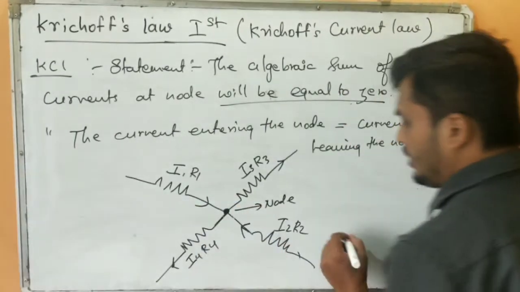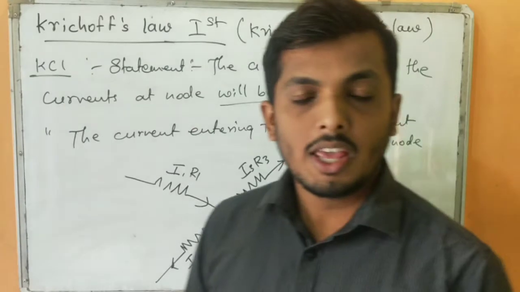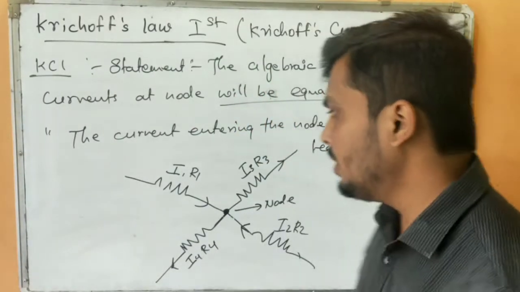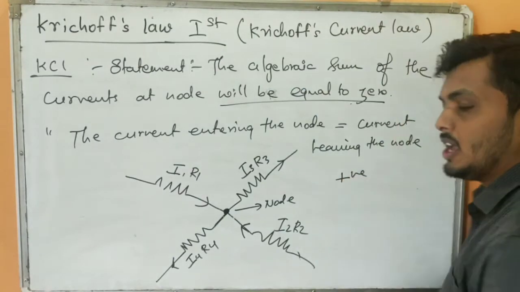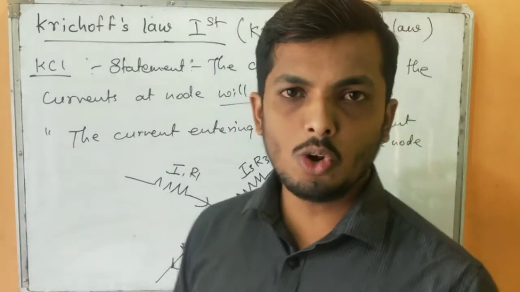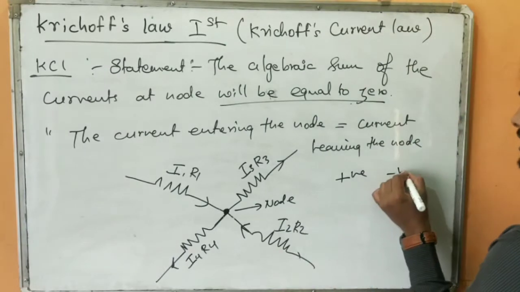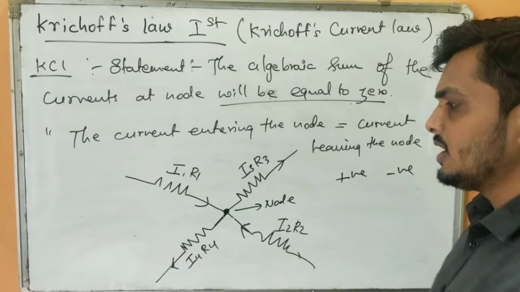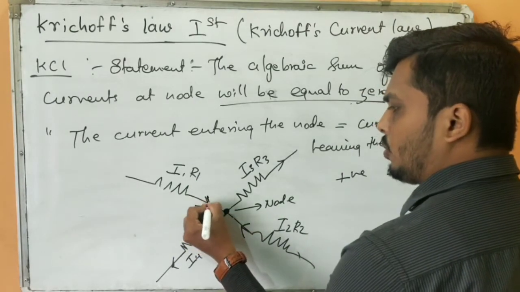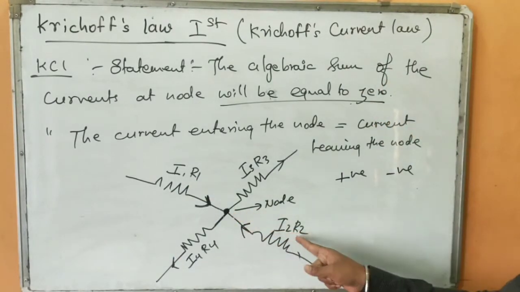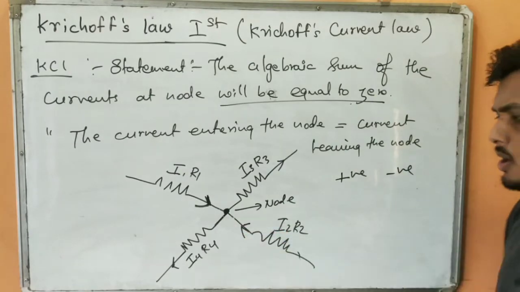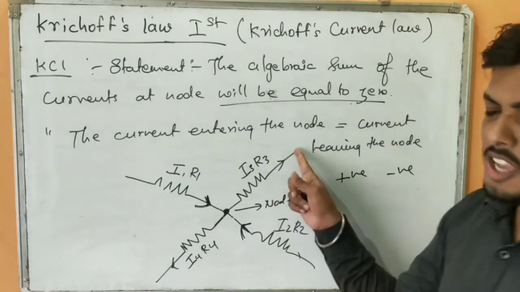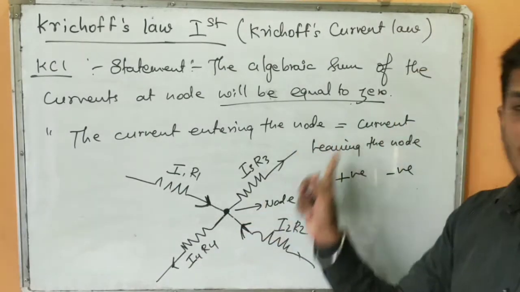See here, we have to go as per sign conventions. If any conductor is carrying current in the direction of the node, we will take it as positive. Any conductor which is leaving the node, we will take it as negative. Now look carefully. I1 R1 is carrying current towards the node. Look at the arrow mark. I2 R2 is also carrying current in the direction of the node, whereas I3 R3 and I4 R4 are leaving the node.